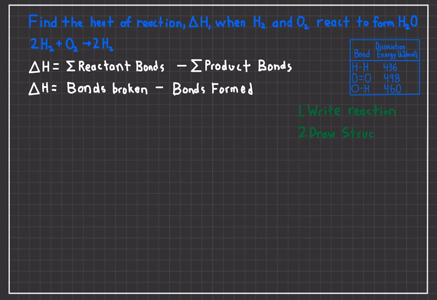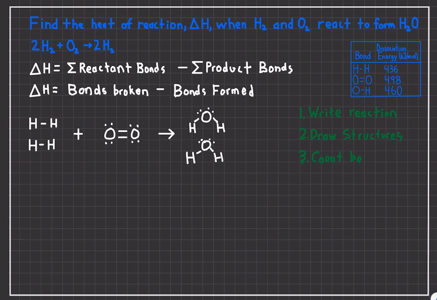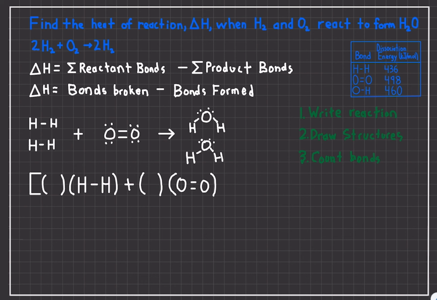The first thing to do is write out the reaction, but fortunately, this problem already gave it to us. Next, we want to draw the Lewis structures of all the reactants and all the products. This allows us to easily see every bond broken and every bond formed. So for this reaction, we have 2 hydrogen molecules reacting with 1 oxygen molecule to form 2 water molecules. The next step is to count how many bonds are broken and how many are formed, and then plug them into our formula from earlier.